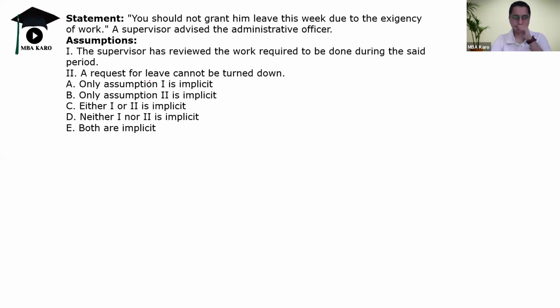Yes, correct. The statement is, you should not grant him leave this week due to exigency of work. The supervisor advises the administrative officer. Assumption one says the supervisor has reviewed the work required to be done during the set period. Definitely, he has reviewed the work, so we can assume that. That's how he knows that this week there is exigency of work. So this one is implicit.